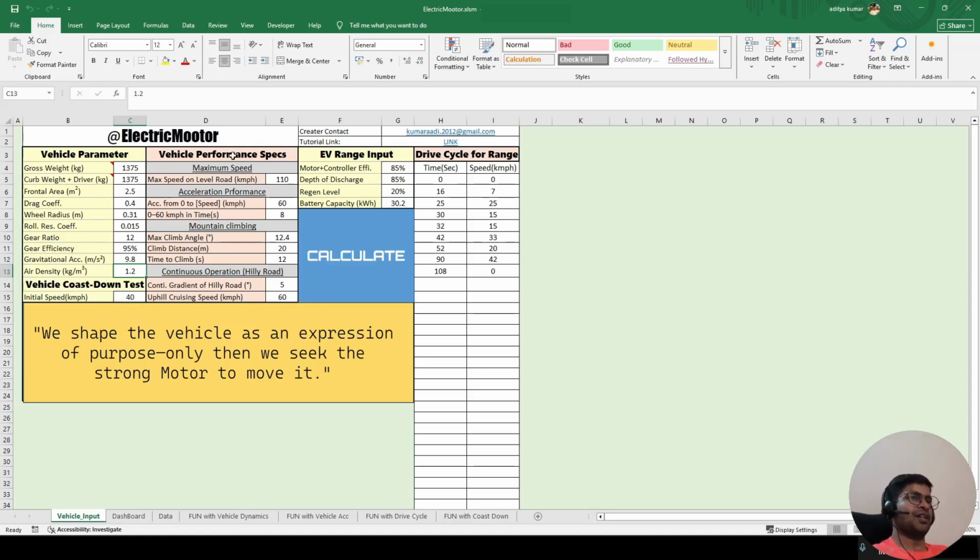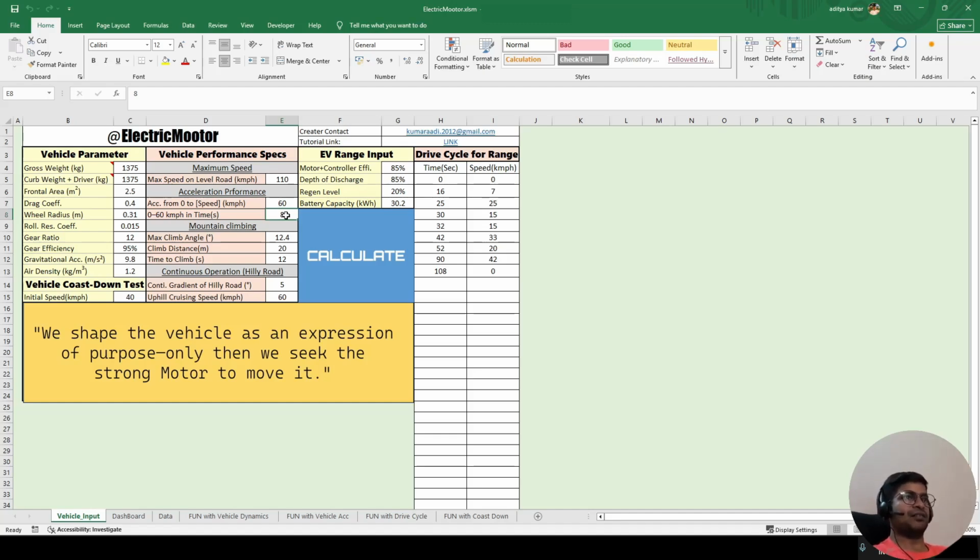What is the maximum speed that we want for the vehicle that I'm going to design? In India, the max speed will vary somewhere from 100 to 150 or 180 kmph. I have taken 110 kmph. Now coming to the acceleration performance, here I have taken 0 to 60 kmph in 8 seconds. That's what we want in our vehicle.